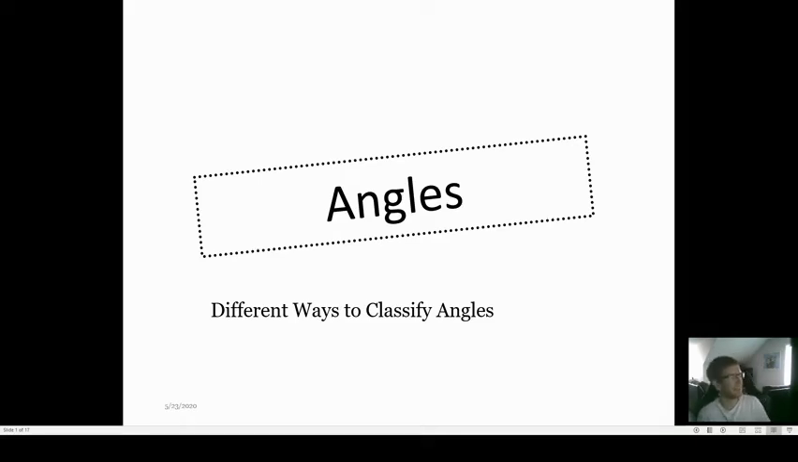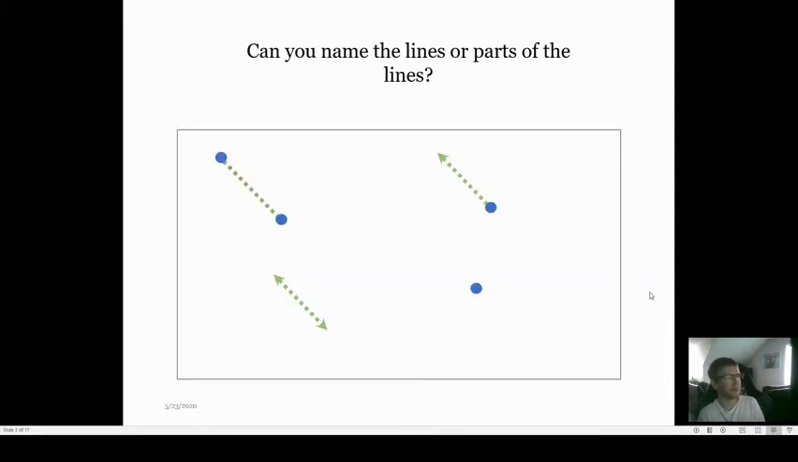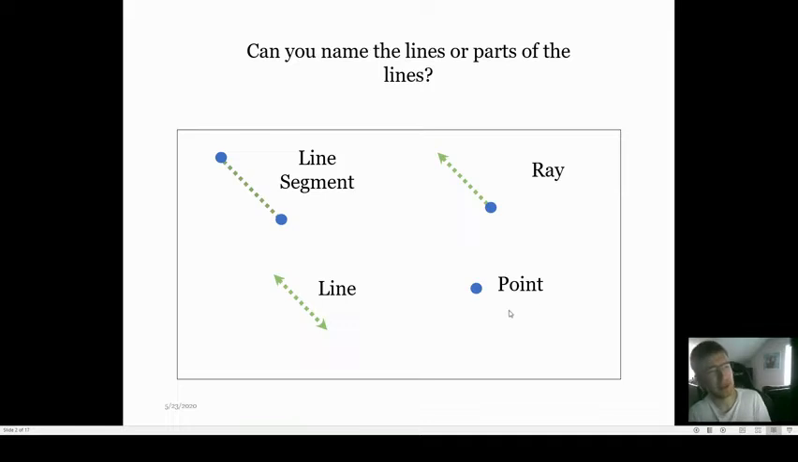Today we're going to look at different ways to classify angles. Okay, so can you name the lines or parts of the lines? This is kind of just a refresher to remind us that this right here is a line segment. Right here, this one is a ray. And this right here is a line that goes on forever, and the ray goes on forever in one direction. And just this blue dot anywhere is a point.